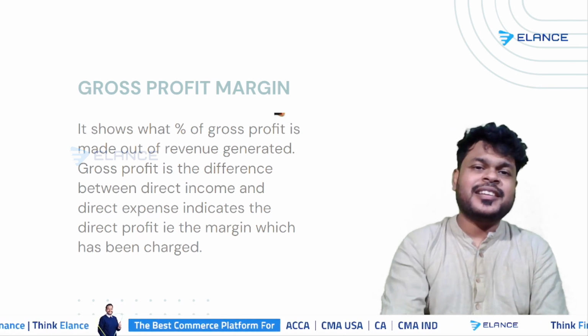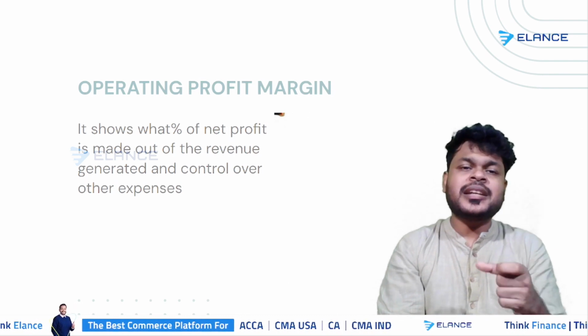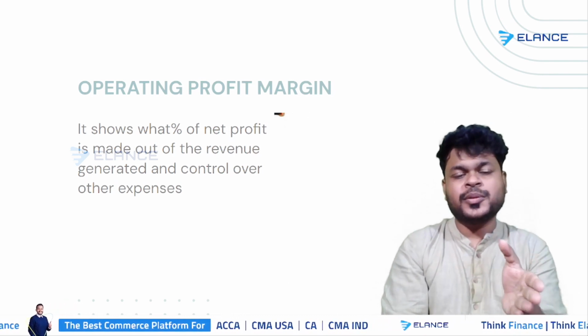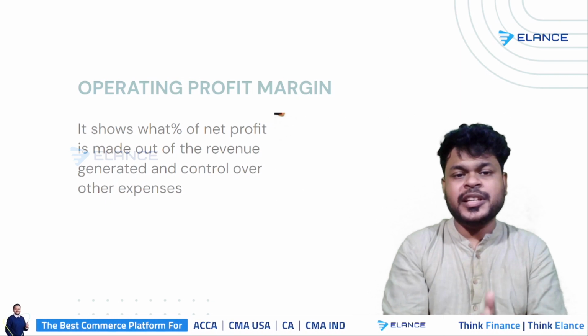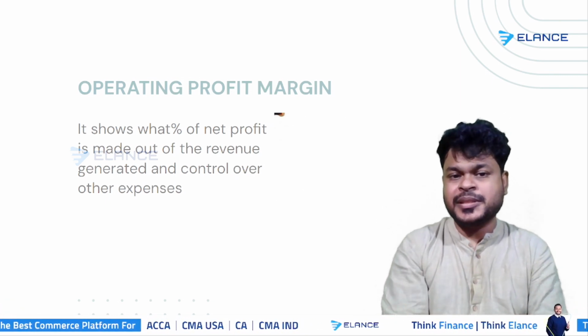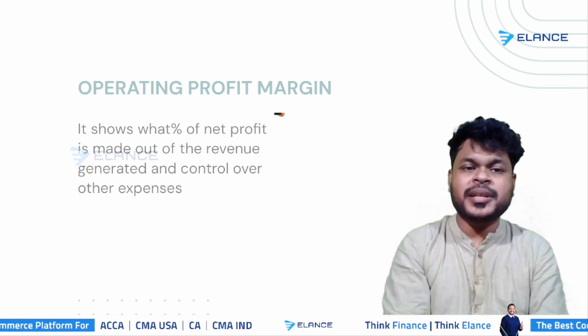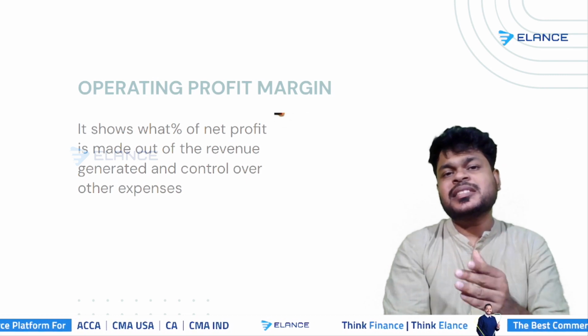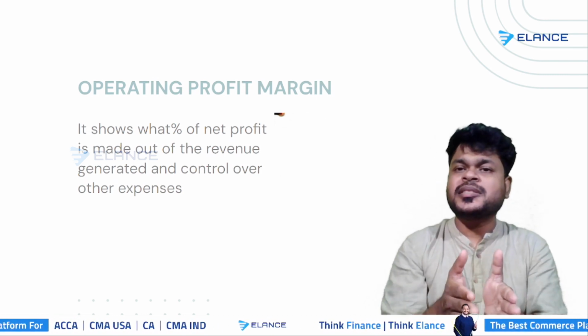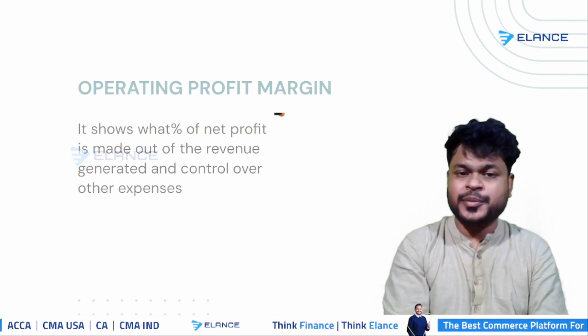Looking at the next ratio, that is operating profit margin. To understand how much margin we are achieving, over here it shows what percentage of net profit is made out of revenue generated and control over other expenses. The second part is the main thing over here, control over other expenses. Why? Because in the gross profit margin ratio itself, we are looking at how much margin we are able to generate out of revenue.